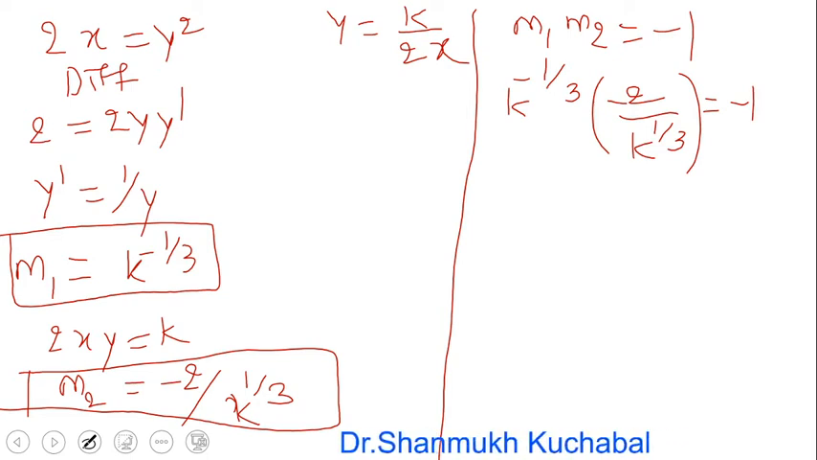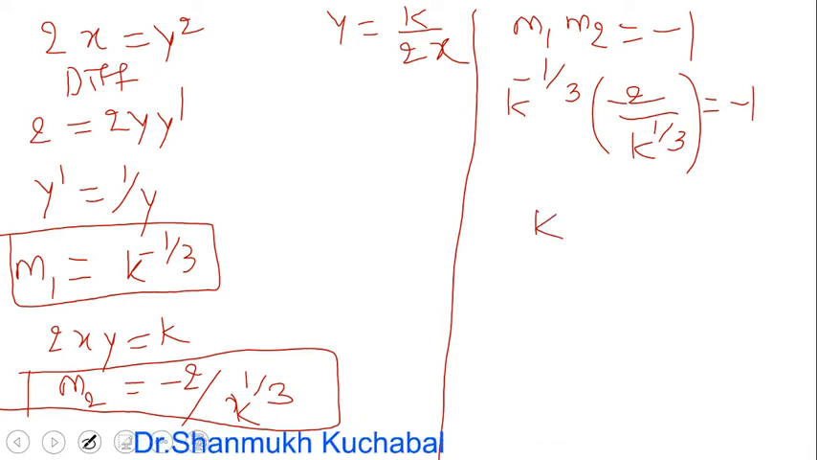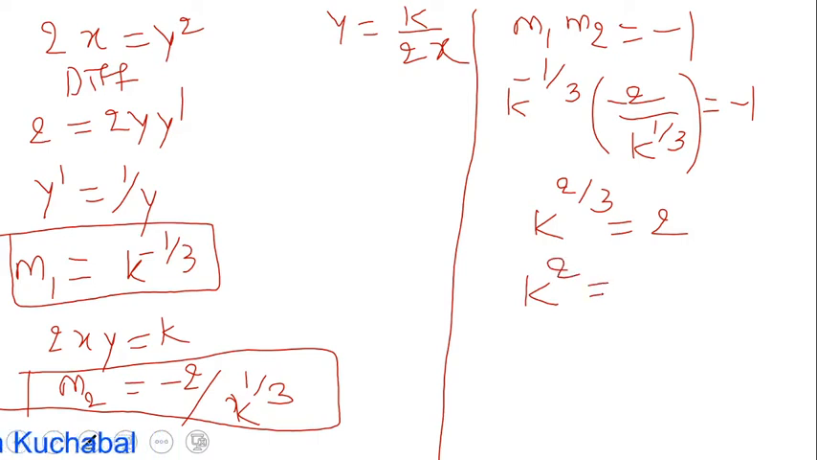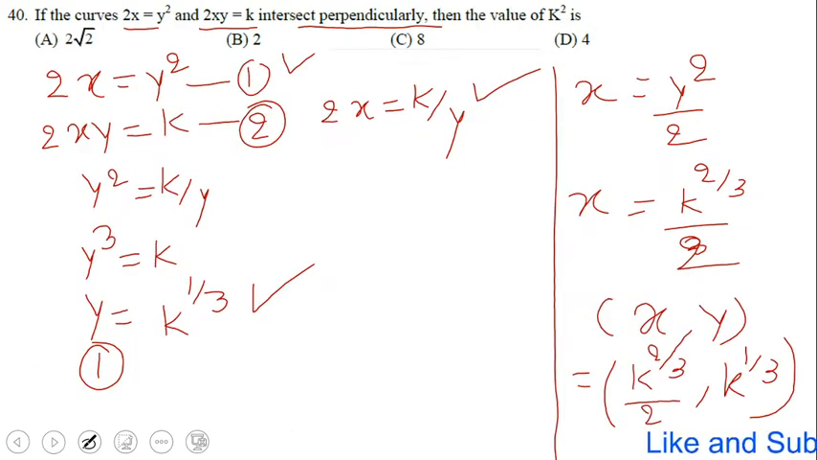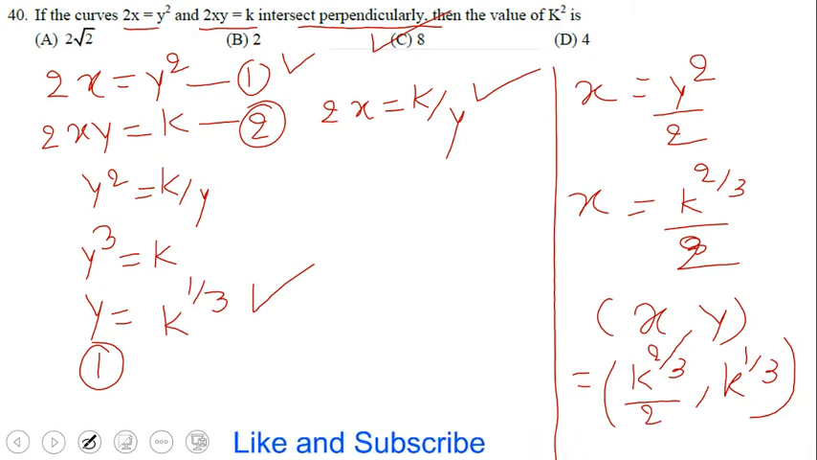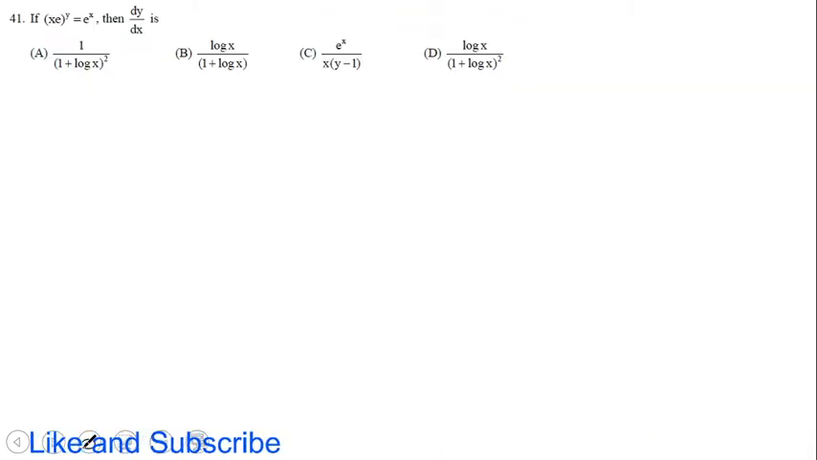And simplifying, taking k to the numerator, we get k raised to 2 by 3 equal to 2, and k square value we are going to get as 8 here, 2 cube as 8. So k square is 8 here. Therefore option C is the right answer here. This is the first page solution and this will be our second page solution. Okay, we'll move to our next example.